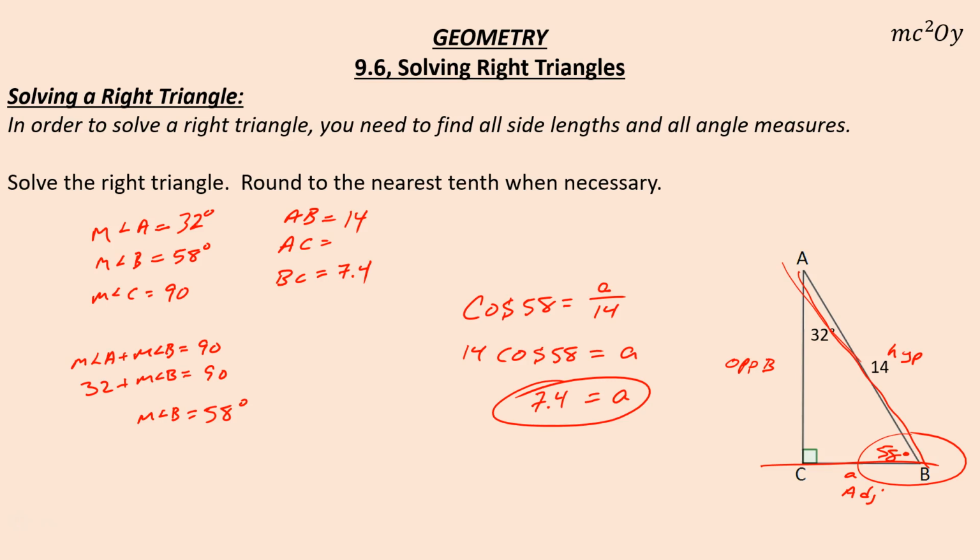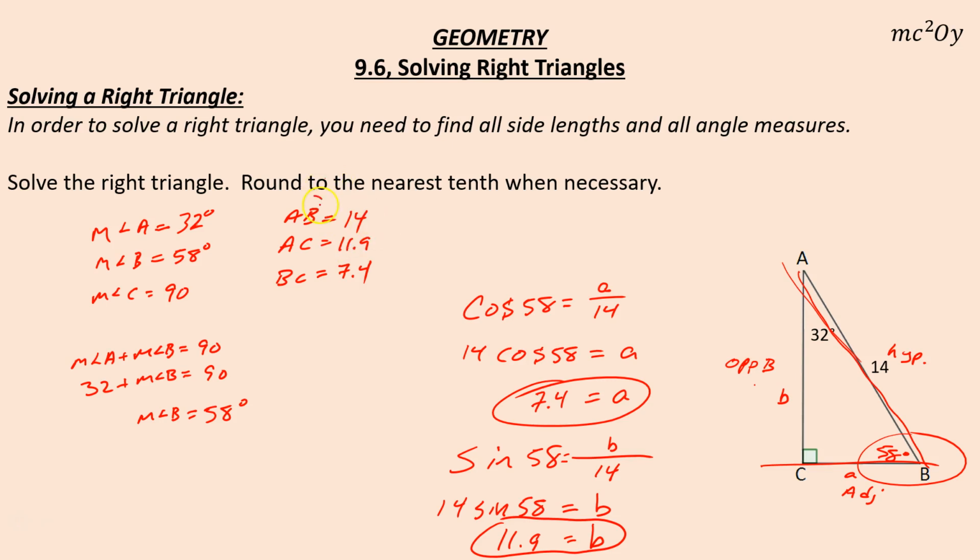Now you can find the last side using the Pythagorean theorem, or just use opposite over hypotenuse. That seems easier. So opposite over hypotenuse is the sine of 58 is equal to opposite of B, which we're calling little b, over the hypotenuse. So we get 14 sine 58 is equal to B. So B is equal to 14 sine 58, which is 11.9. And there we got it. All right. So hopefully you get pretty quick to work through.